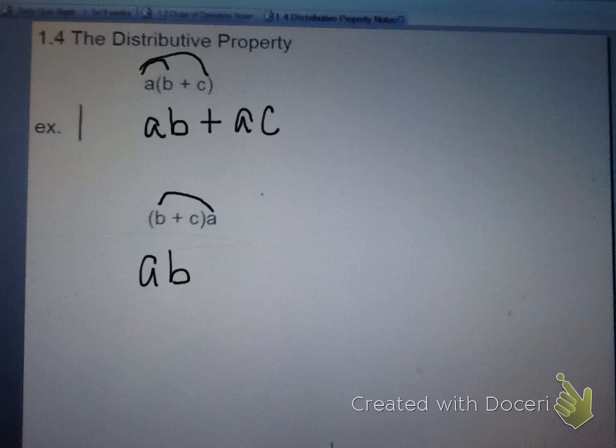Now on the second one, the A is behind the parentheses, so you still do it the same way. You distribute the A times B, or B times A, same thing. I just say AB plus AC. That is basically the formula.